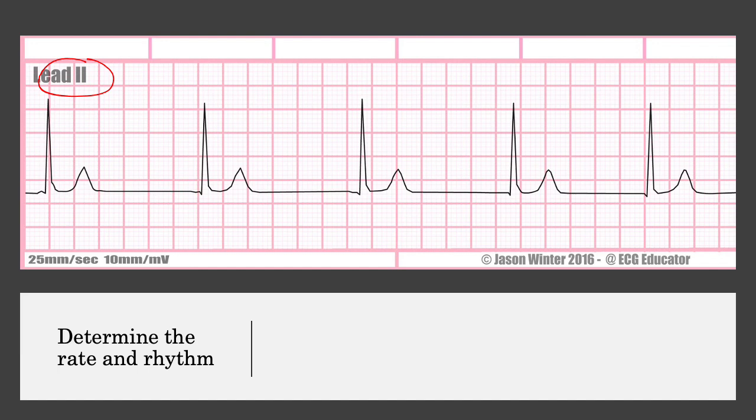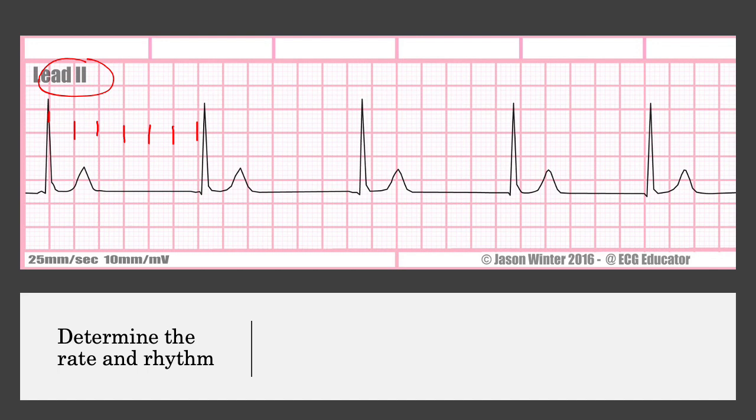My rate, if I were going to try to determine rate, I'm going to use this QRS complex because it's right on that bold line. 300, 150, 100, 75, 60, 50. So this is a little bit less than 50 beats per minute.